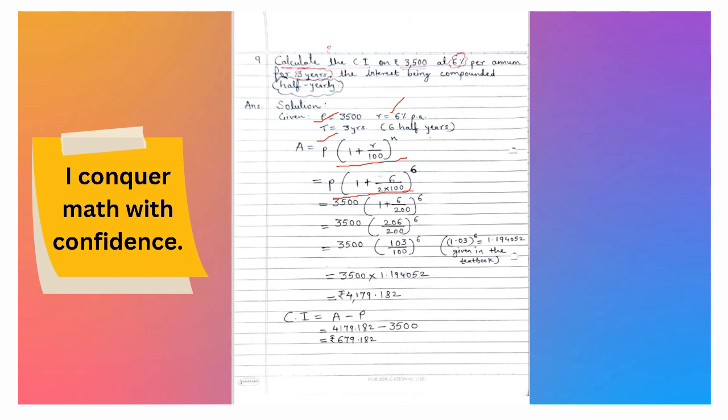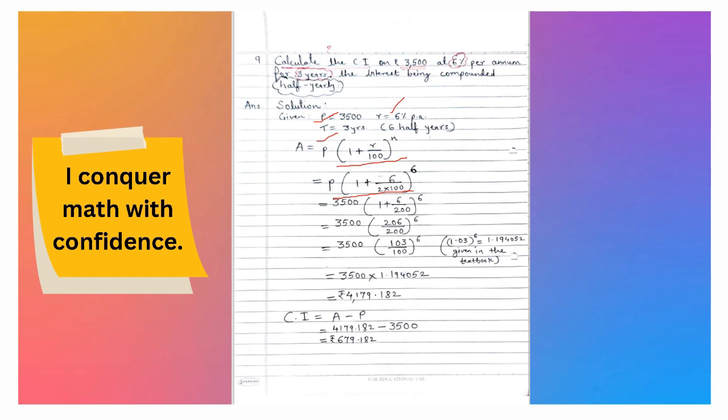So in the principal place I have written 3,500. 1 plus 6 upon 200, whole raised to 6. This I have converted: 200 plus 6, 206 upon 200, whole raised to 6. So 3,500 into 103 upon 100, whole raised to 6.